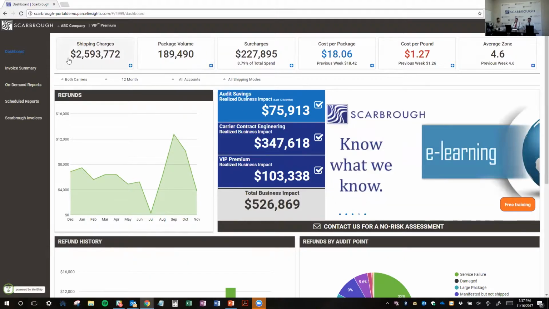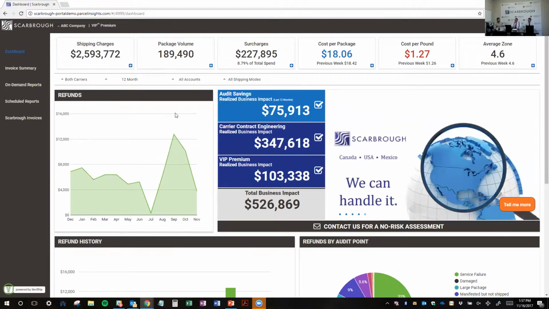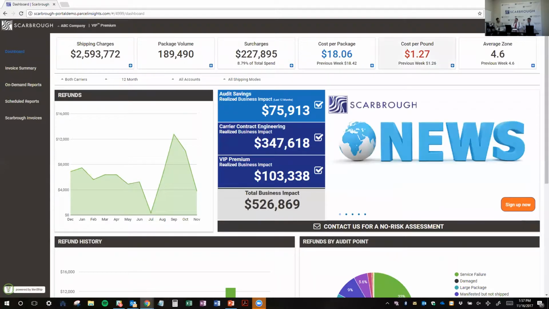At the top of the screen, what you're seeing are key performance indicators, and we've broken them out by shipping charges, package volume, and surcharges are the first three, and those are absolute values essentially. Those are the actual costs or volume or surcharges that you've incurred. And then the other three, cost per package, cost per pound, and average zone, those are things that we've calculated for you using the other numbers there.